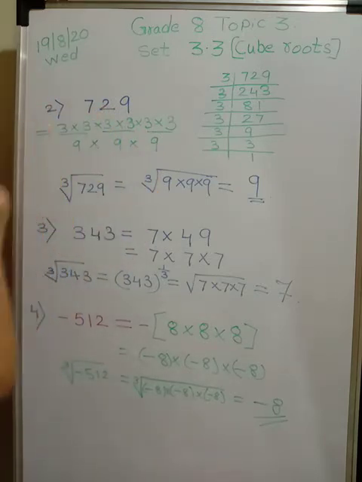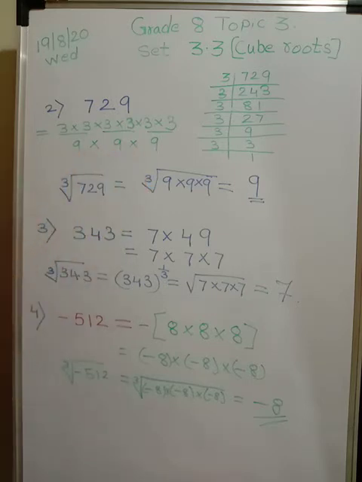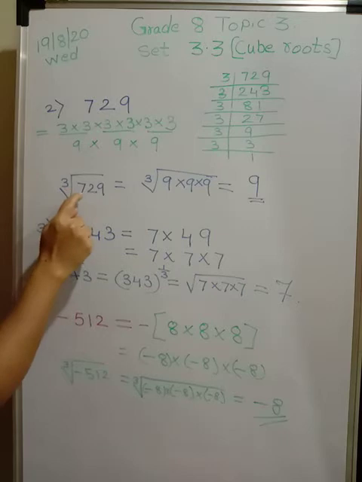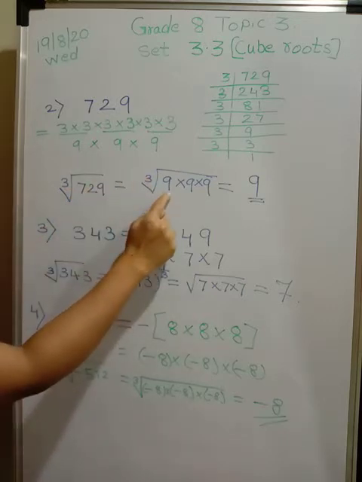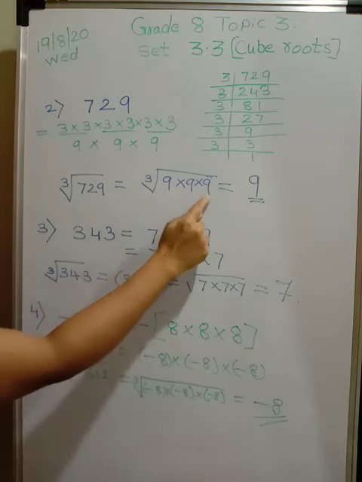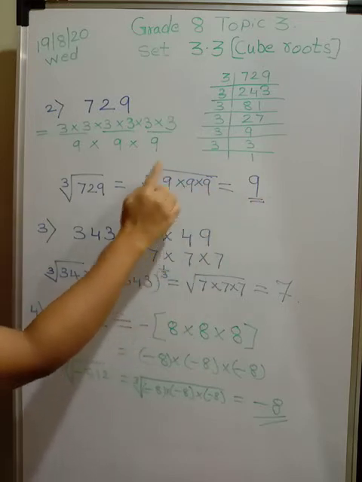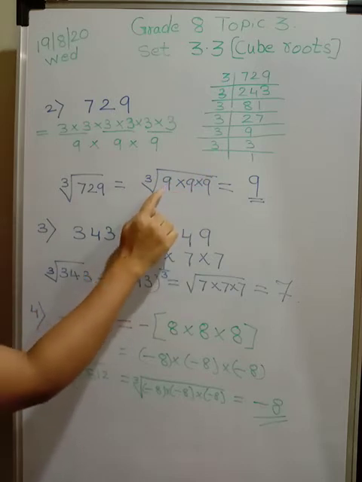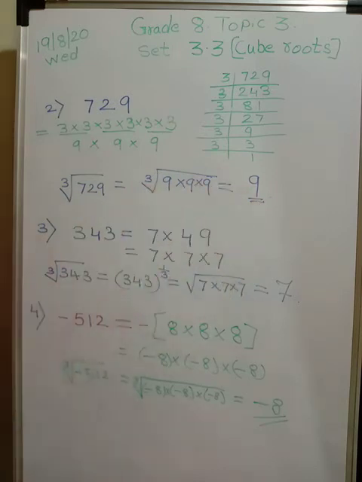And I want the cube root only. Cube root means that the number should be multiplied 3 times by itself. So the cube root of 729, I am breaking 729 as 9 into 9 into 9. I want to find the cube root. To get it out from this root sign, when the number is multiplied 3 times, I will write it only once. And so your answer is 9.